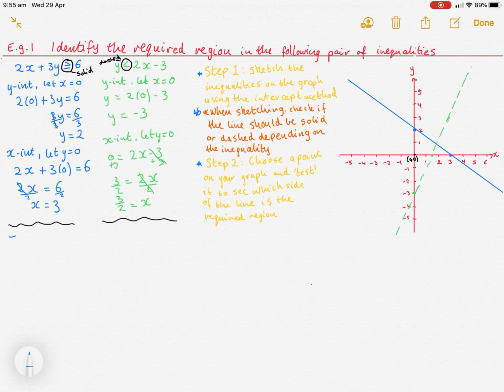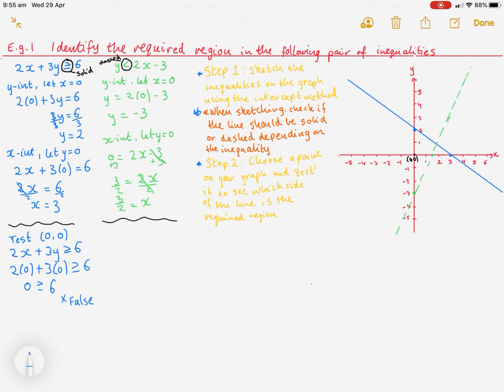So we're going to test the point 0, 0 into this inequality. Our inequality is 2x plus 3y greater than or equal to 6. Sub in your 0, so instead of x we've got 0, plus 3 times 0. Obviously this is all going to equal 0 on the left-hand side, so you have 0 is greater than or equal to 6. Now, is 0 greater than or equal to 6? No, it's not. That's false.